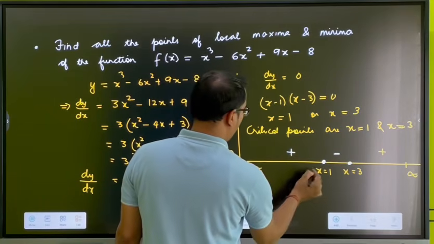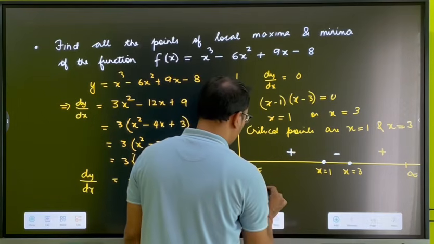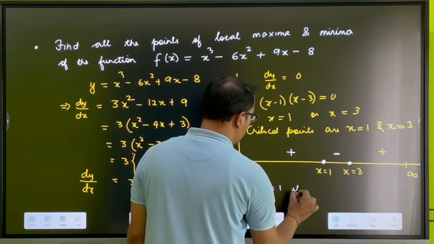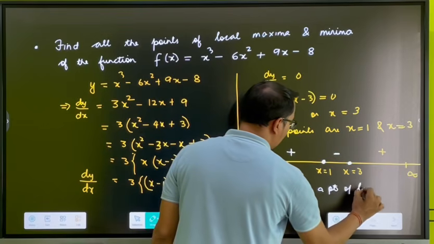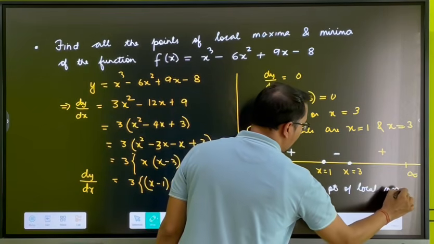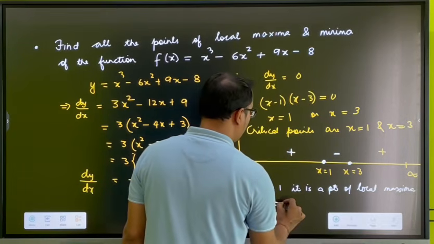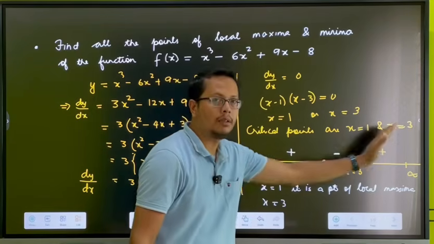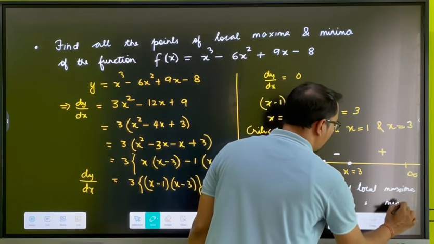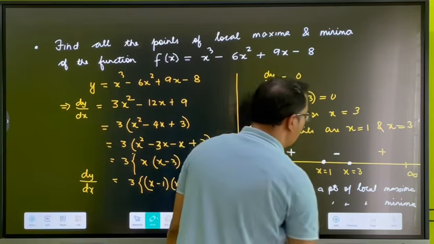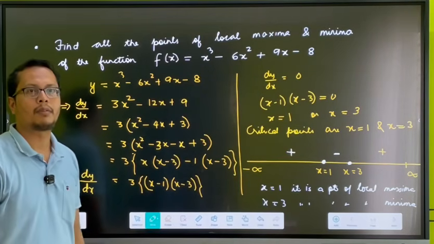Here, since the sign changes from positive to negative at x equals 1, x equals 1 is a point of local maxima. And at x equals 3, the sign changes from negative to positive, so it is a point of local minima. Okay students, this much is enough for solving such types of problems.